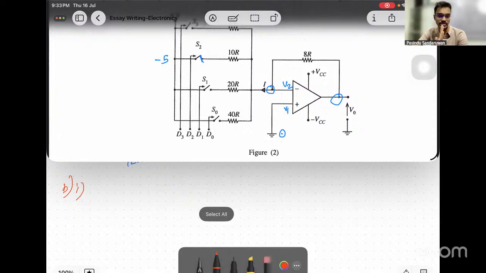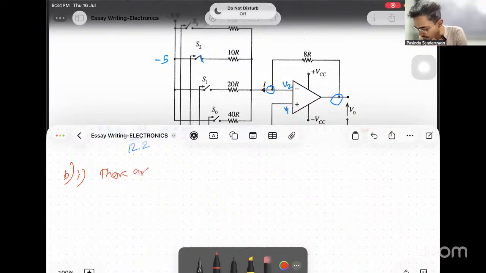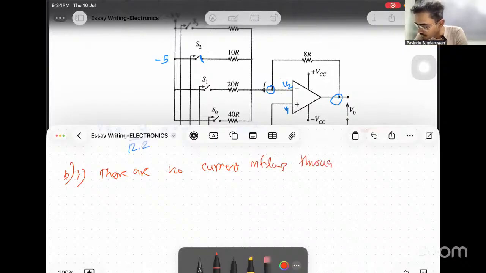You have to mention these logics. They are the logics that you are given marks for, the golden rules. You have to mention them when you are answering. First golden rule: there are no current inflows through input terminals.